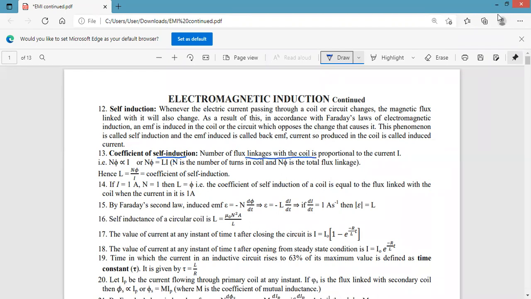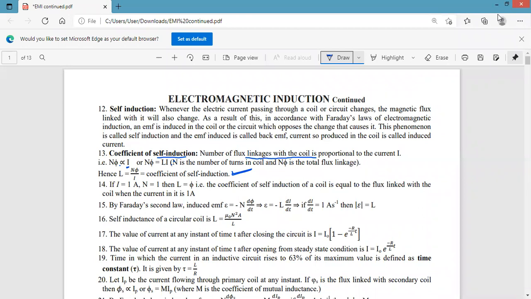Next, the coefficient of induction, self-inductance. The number of flux linkages with the coil is proportional to I. That is, N phi is proportional to I, or N phi is equal to L into I, where L is called the coefficient of self-inductance.